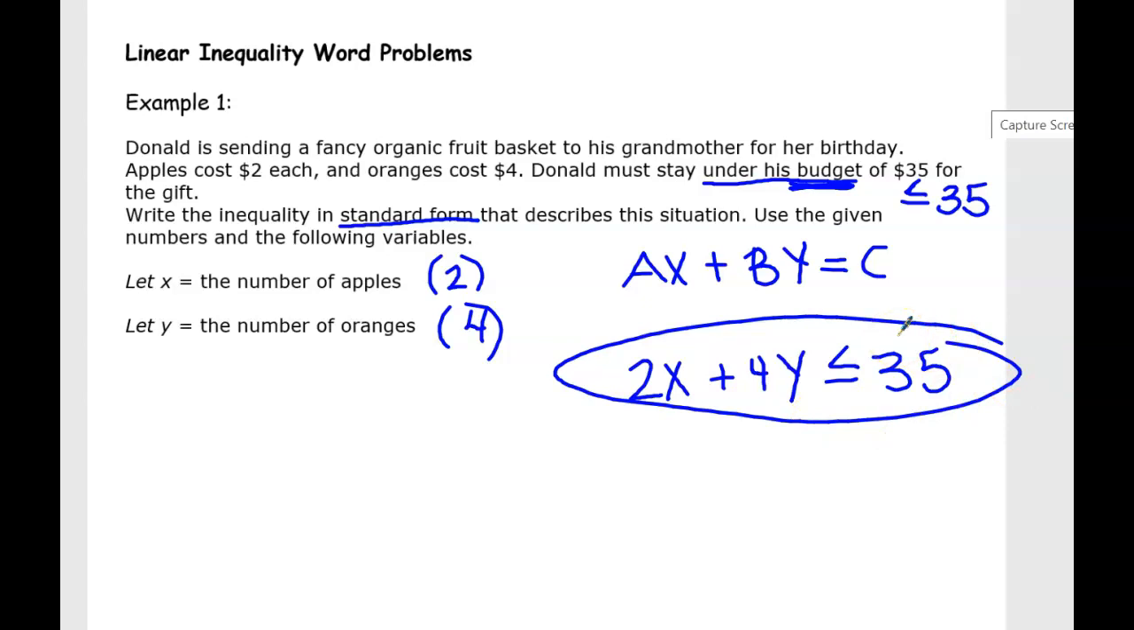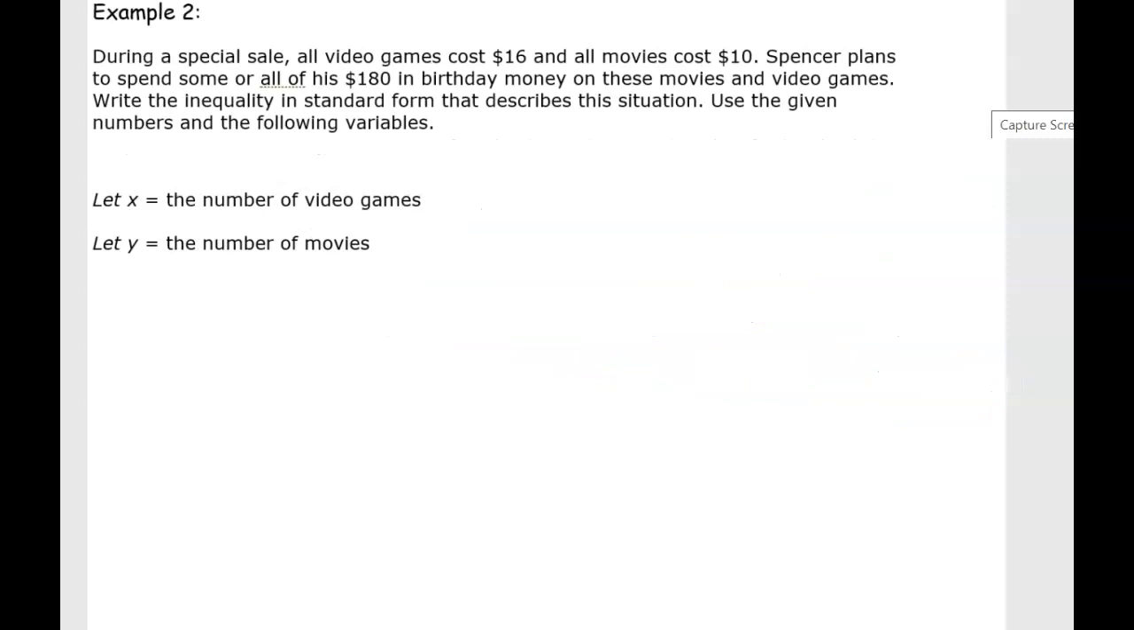All right, looking at the next one, maybe you want to pause the video and try this one yourself. It says, during a special sale, all video games cost $16 and all movies cost $10. Spencer plans to spend some or all of his $180 in birthday money on these movies and video games. Write the inequality in standard form that describes the situation. Use the given numbers and the following values.